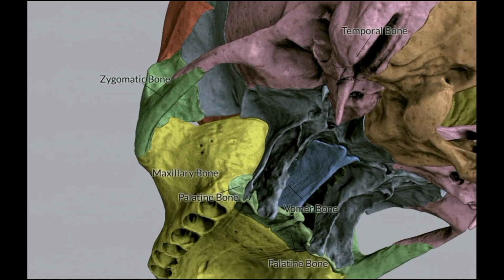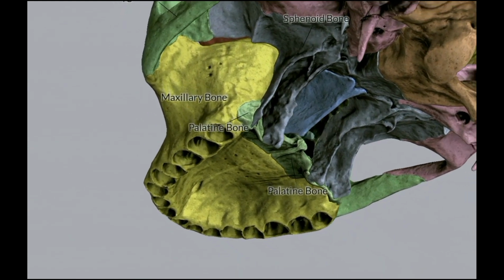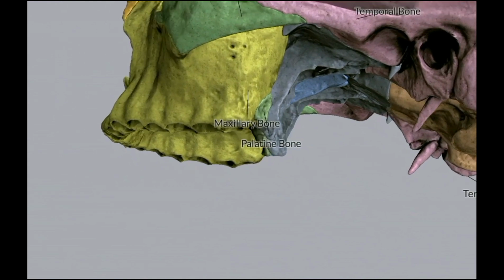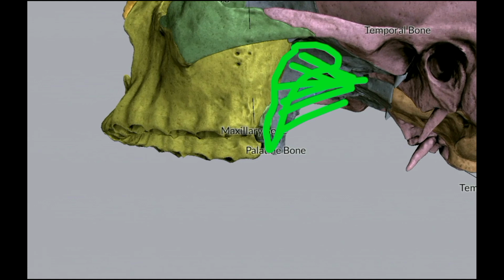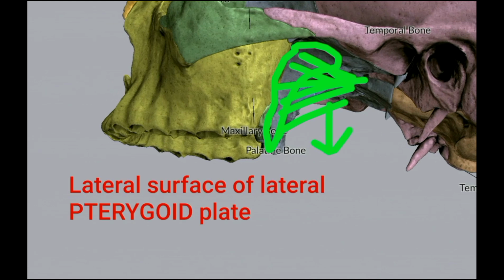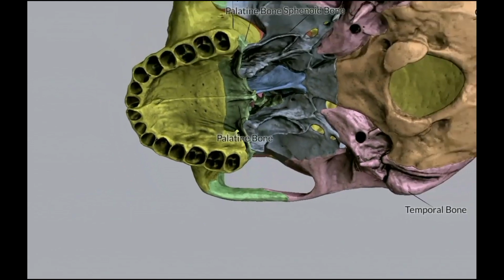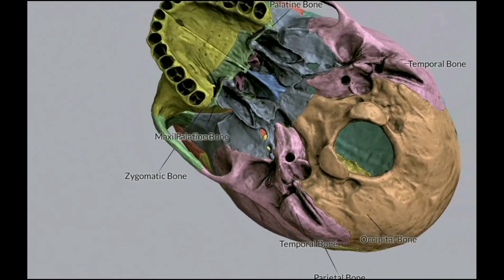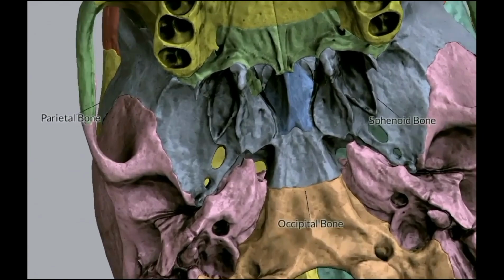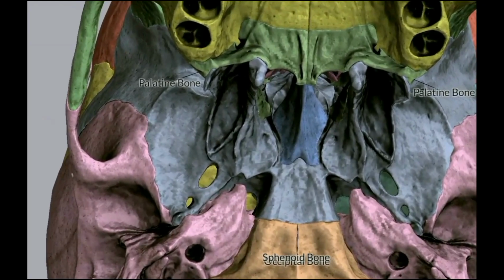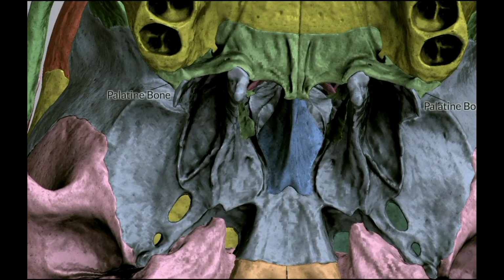Remember, this is the lateral pterygoid plate: the medial surface gives origin to the medial pterygoid muscle, and the lateral surface, forming the medial boundary of the infratemporal fossa, gives origin to the lower head of the lateral pterygoid muscle. Remember 4 L's: Lower head of Lateral pterygoid comes from Lateral surface of Lateral pterygoid plate. About lateral pterygoid we have discussed in the infratemporal fossa and the temporomandibular joint. Please go and watch the videos on the same channel.